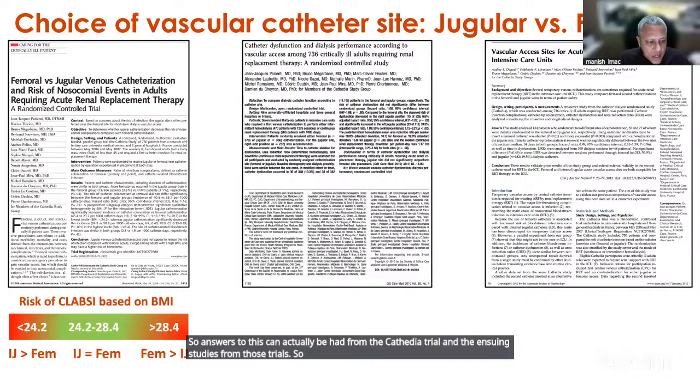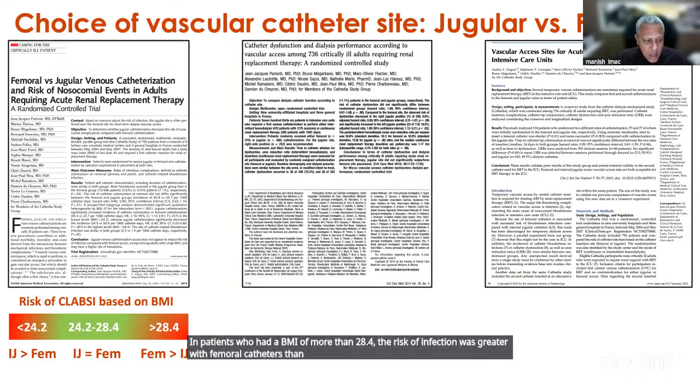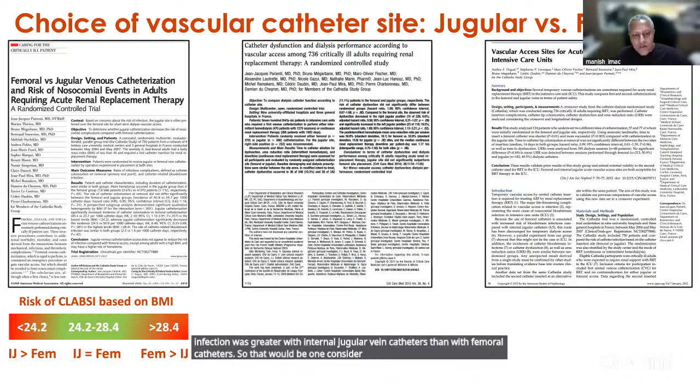So of course, the first study looked at the risk of central line associated bloodstream infections. If they divided these patients based on their BMI, in patients who had a BMI of more than 28.4, the risk of infection was greater with femoral catheters than IJ catheters. And in patients who had a low BMI of 24 or lower, the risk of infection was greater with internal jugular vein catheters than with femoral catheters. So that would be one consideration. So obviously in very obese patients, you may want to prefer an IJ catheter over a femoral catheter.